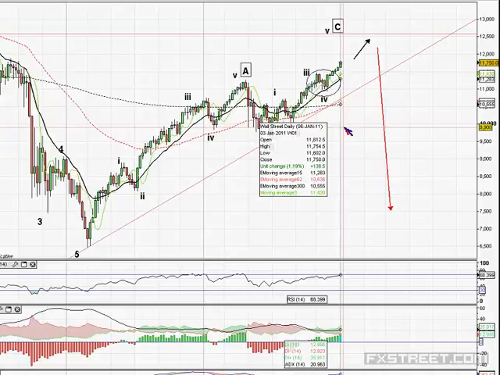I wouldn't take a long at the moment. As I said before, you've got 4-hour, hourly, and 30-minute engulfing red candles. For me, there's no signal of a reversal in cable at the moment.